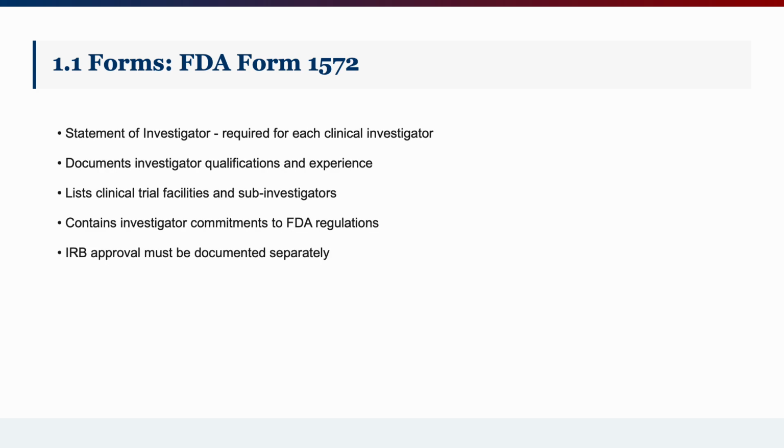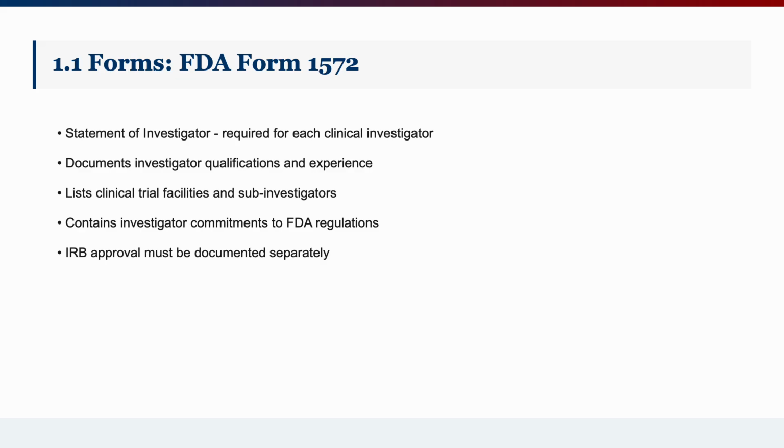For each clinical investigator participating in your IND studies, you'll need a completed FDA Form 1572, known as the Statement of Investigator. This form establishes the qualifications and commitments of each investigator. The form requires the investigator to provide their curriculum vitae, which documents their training and experience. Remember, the FDA wants to know that the people conducting clinical trials have the appropriate qualifications. A poorly qualified investigator can jeopardize not just the study, but your entire development program.